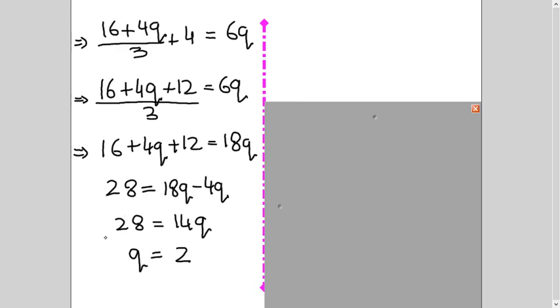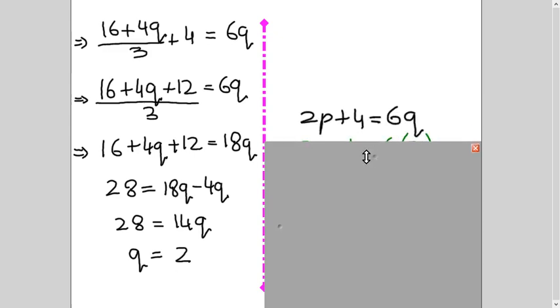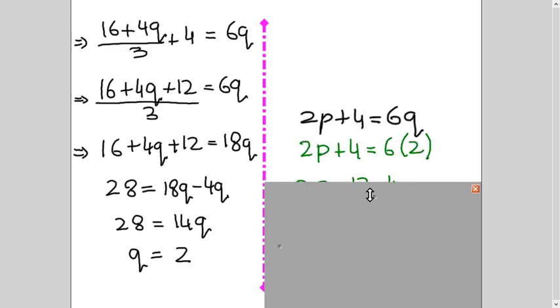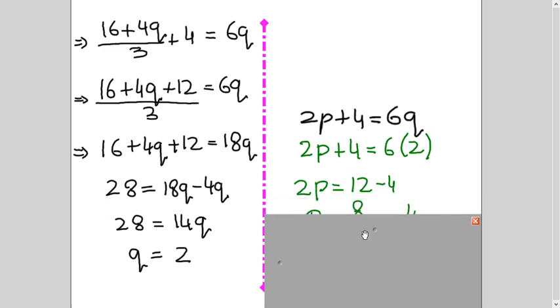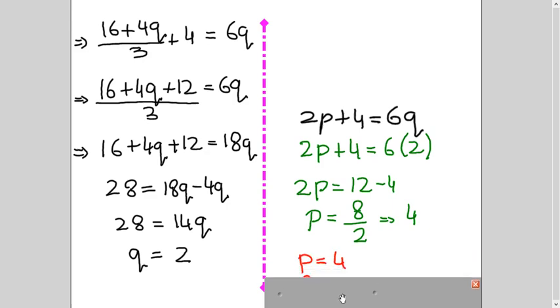Once you have got the value of q, you have two equations. Any equation you can use to find the value of p. I'm using this equation. We had two equations earlier. So I will substitute this value of q here, and I will get the value of p. So this is how you will get the values of p and q. So the equation is solved.